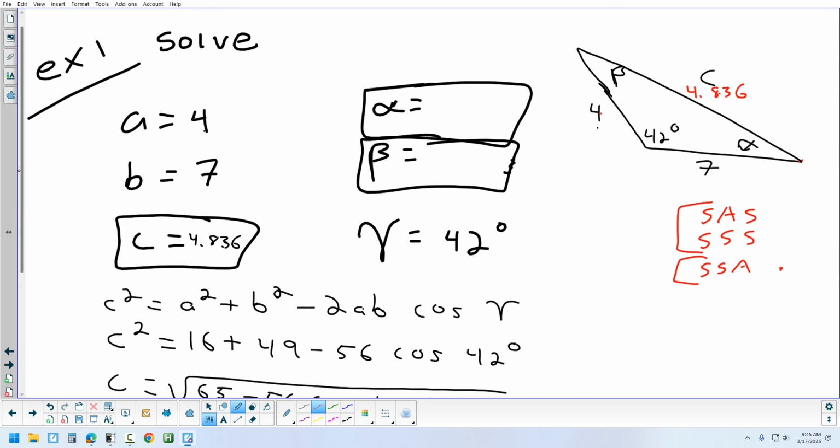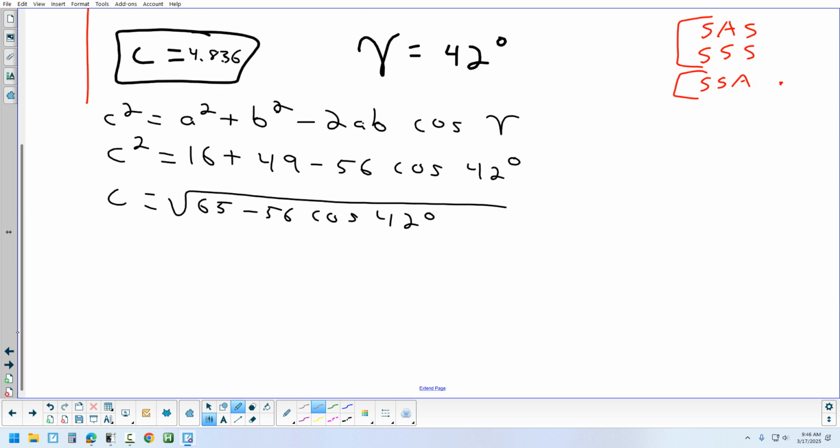It doesn't matter what angle you solve for. Once you know all your sides, you can find any angle you want. So let's do alpha.